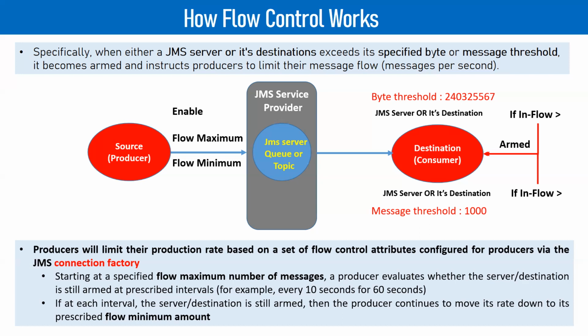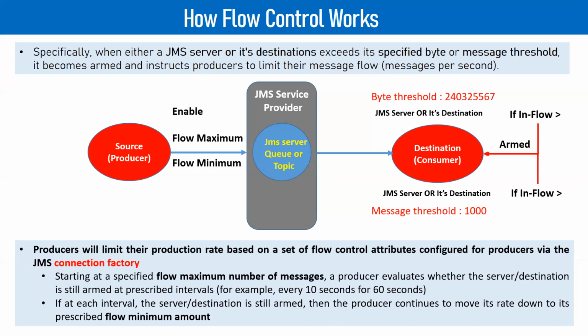For example, if your flow maximum is 500 messages, it has sent the 500 messages, your destination or consumer is still armed, and your flow minimum is 100, then it will try to send messages from 500 to 400, or maybe to 300, then again 350, then 200, then 150. That means between your flow maximum and flow minimum. My flow maximum was 500 and flow minimum was 100, so till your destination is armed, it will try to send messages between 500 and 100. And this gets auto-tuned based on the condition of your destination.